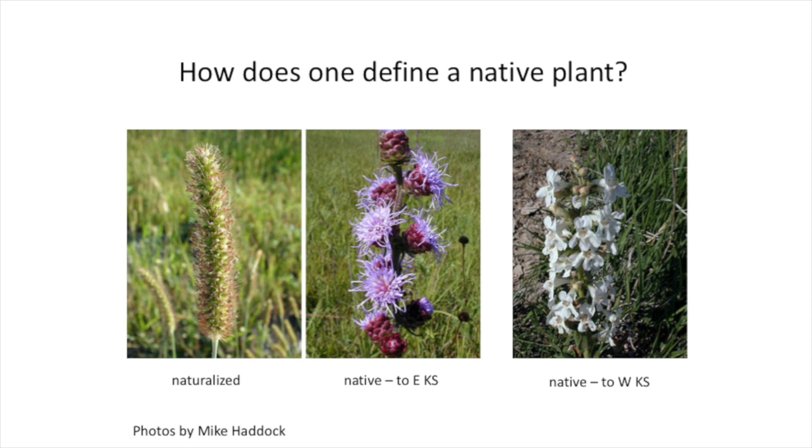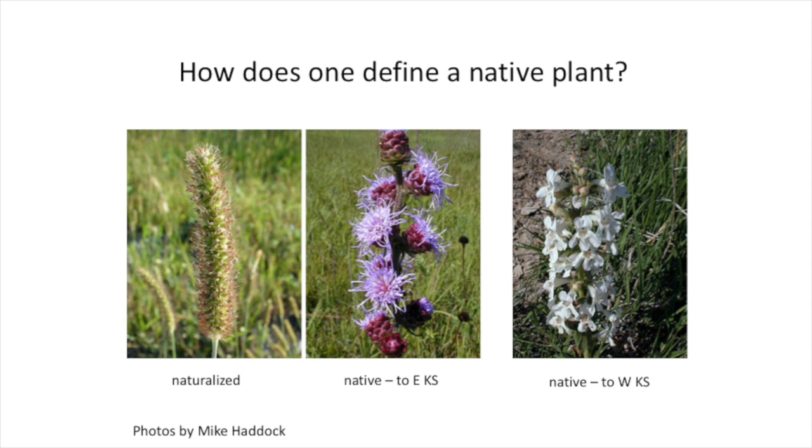The two plants that you see on the right, the purple liatris, the gayfeather, and the white penstemon, are both native to Kansas, meaning they evolved with the unique set of conditions that we have here in Kansas. The rainfall, the soils, the climate, the insects and diseases that we have all evolved together. And so these two plants can be found naturally in Kansas. They were not brought over with the Europeans. They weren't introduced by human hands.